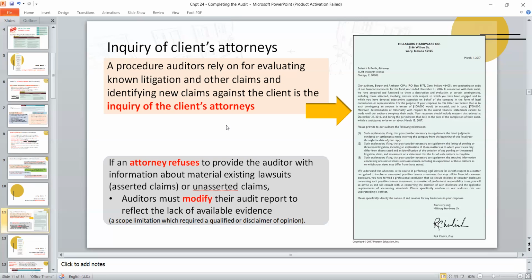There are two parties, the attorney and the auditors. If there is a lawsuit, who will be informed first? Of course the attorney has the information first, because this is the client's attorney. But auditors need to confirm the lawsuit from the client's attorneys.